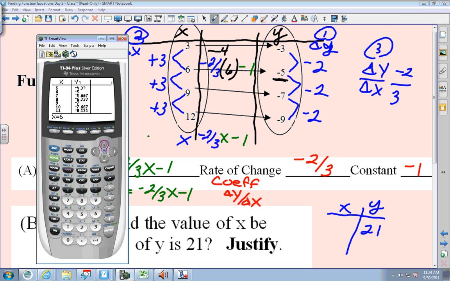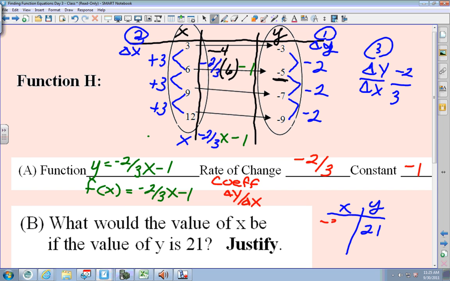So I know that if I go down, it's going to be more negative. So where'd my little button go? There we go. You can only go up in the x column. So I'm looking for 21. Beep, beep, beep. Did I find it? There it is. Where y is 21, x is negative 33. So right here I have negative 33. So now to go on to the next one.